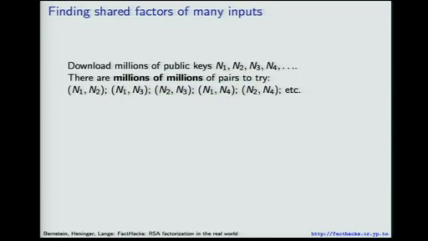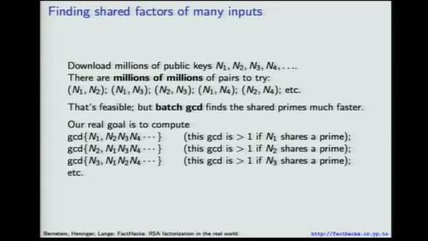Now you can actually do this for tons and tons of keys. You download, say, millions, tens of millions of keys from the internet, all the different SSL servers, maybe go for some SSH keys. You download tons and tons of public keys, and then you try all the pairs with Euclid's algorithm. And it's so fast that you can do this, but actually, you can do better. There's an algorithm, batch GCD algorithm, which takes a whole bunch of keys and figures out which of those keys share primes with the others.